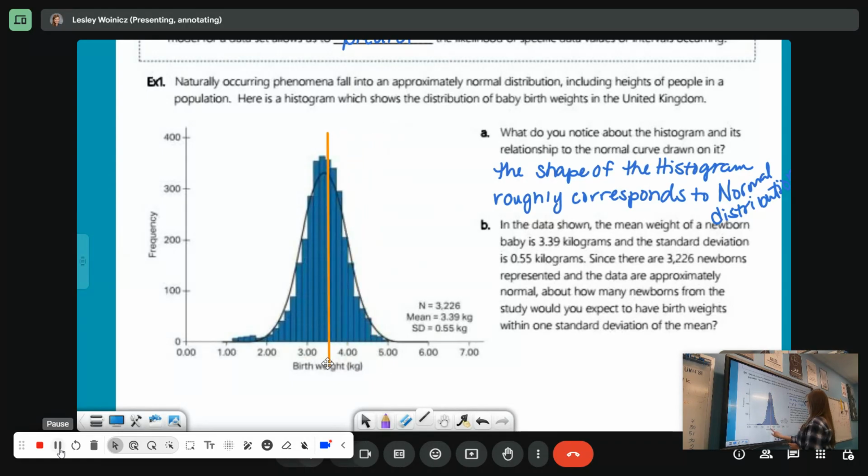Okay, 3.39, like maybe here-ish. So that's our X bar. Okay, and the standard deviation is 0.55 kilograms. So if we took that 3.39 and added 0.55, we would get 3.94.